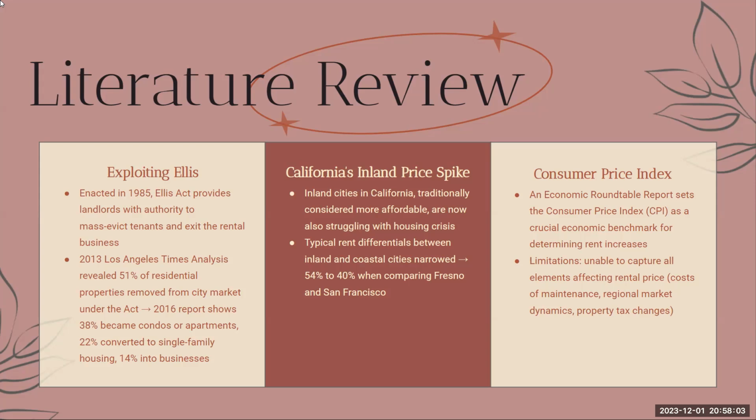Our second article focused on the issue of affordable housing and its rippling effect on inland cities. Although traditionally considered more affordable, inland cities like Bakersfield, San Bernardino, and Fresno are now no exception to the affordable housing crisis. Bakersfield, for example, saw a 39% increase in rent prices since March 2020. Additionally, the typical rent differentials between inland and coastal cities also narrowed, going from 54% to 40% when comparing the cities Fresno and San Francisco.